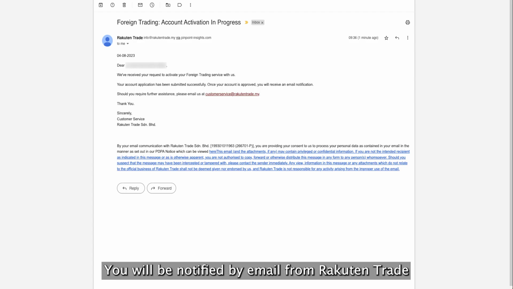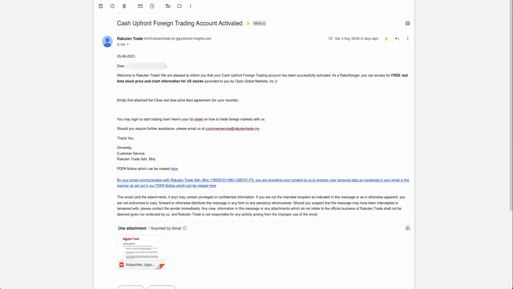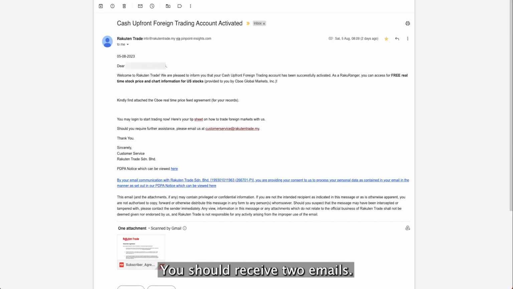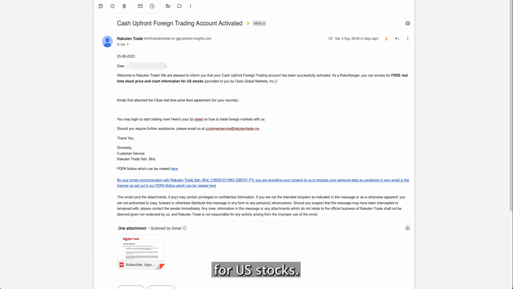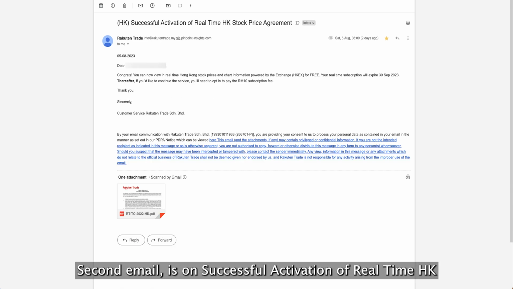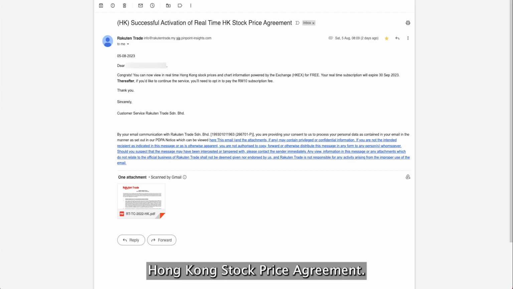You will be notified by email from Rakuten Trade on the activation for foreign market trading. So here is the email. You should receive two emails. One, that your cash upfront foreign trading account has been activated and you get free real-time stock price and chart information for US stocks. In the second email, it's on successful activation of real-time Hong Kong stock price agreement.